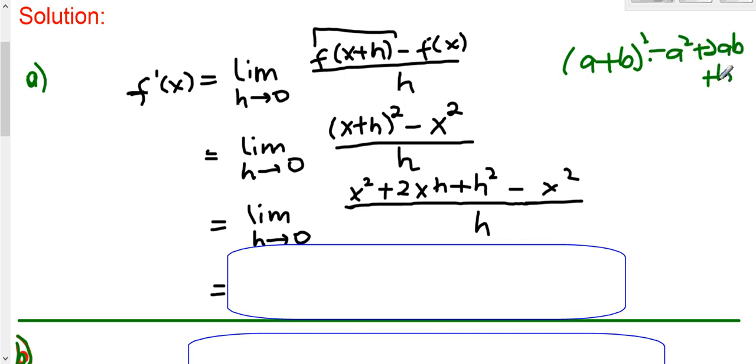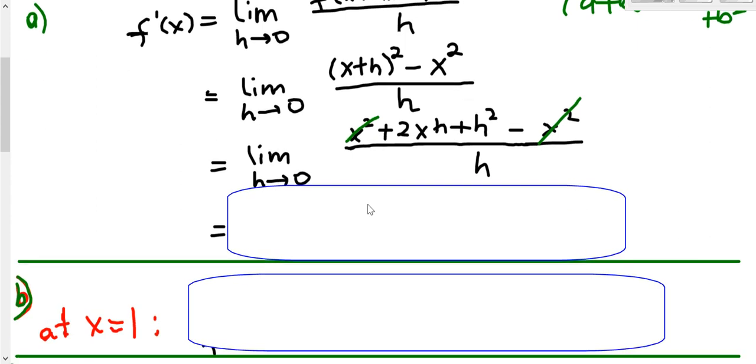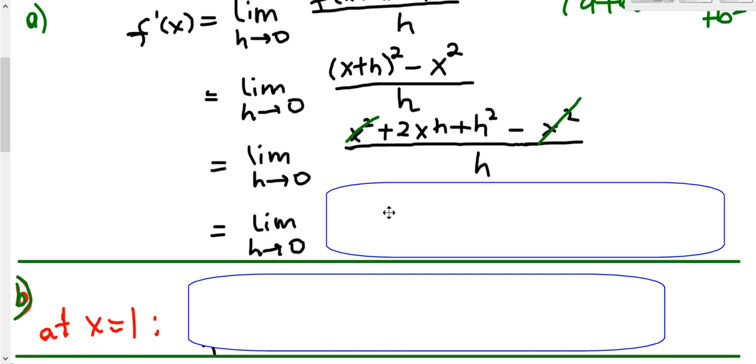That's a handy formula. It's going to come up a lot, so it's also good to know how to do it that way. And then once you distribute that, don't forget the minus x squared, copy it down. At this point, we realize plus x squared minus x squared cancel. So in the next step, I will rewrite everything, factoring h from the two remaining terms in the numerator. So we're going to have the limit as h goes to 0.